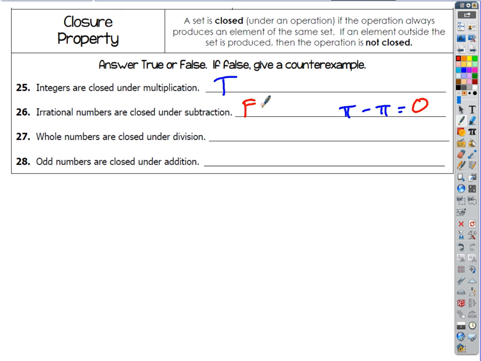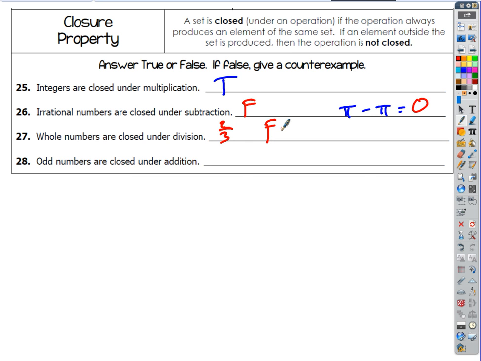Whole numbers are closed under division. That's a pretty easy one to disprove. Think of two whole numbers I could divide and get back a non-whole number. About any of them, really. Almost any. 4 divided by 2 wouldn't work. 4 divided by 2 is 2, which is a whole number. That seems to prove it, but give me one example where I get a result that's not a whole number. What do you think? 73 divided by 26. Okay? Or even something simple like 2 divided by 3 is 2/3, right? That's not a whole number. So that's false. Odd numbers are closed under addition.